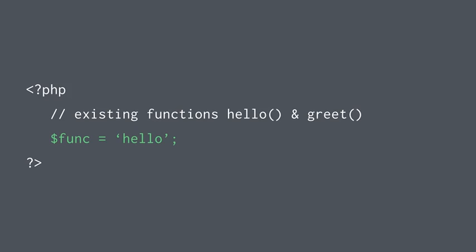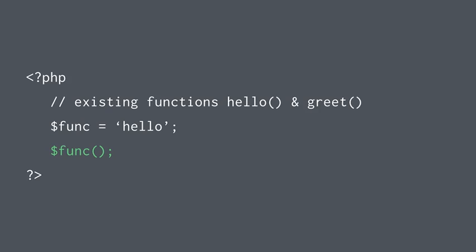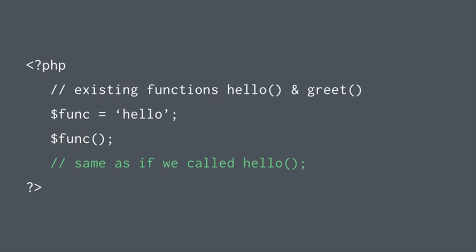Now, in order to call it, we simply use $func, but then open and close parentheses and put a semicolon after it. This is the exact same as if we called hello with open and close parentheses, because in variable functions inside of PHP, whatever the value of the variable is, which is hello for $func, it will call that function or look for a function with that same name.